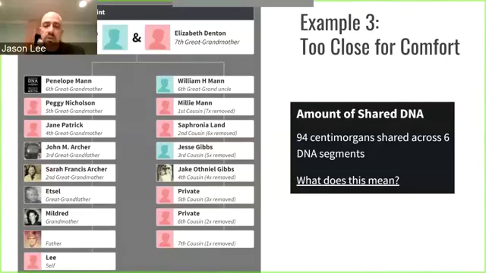In most cases, when we share 94 centimorgans or about that much DNA, we can find a good explanation for the shared DNA. But 94 centimorgans, if you're familiar with these numbers, is a very large number for seventh cousins once removed. So you should be suspicious when you see something like this. You don't expect to share any DNA with a cousin this distant.